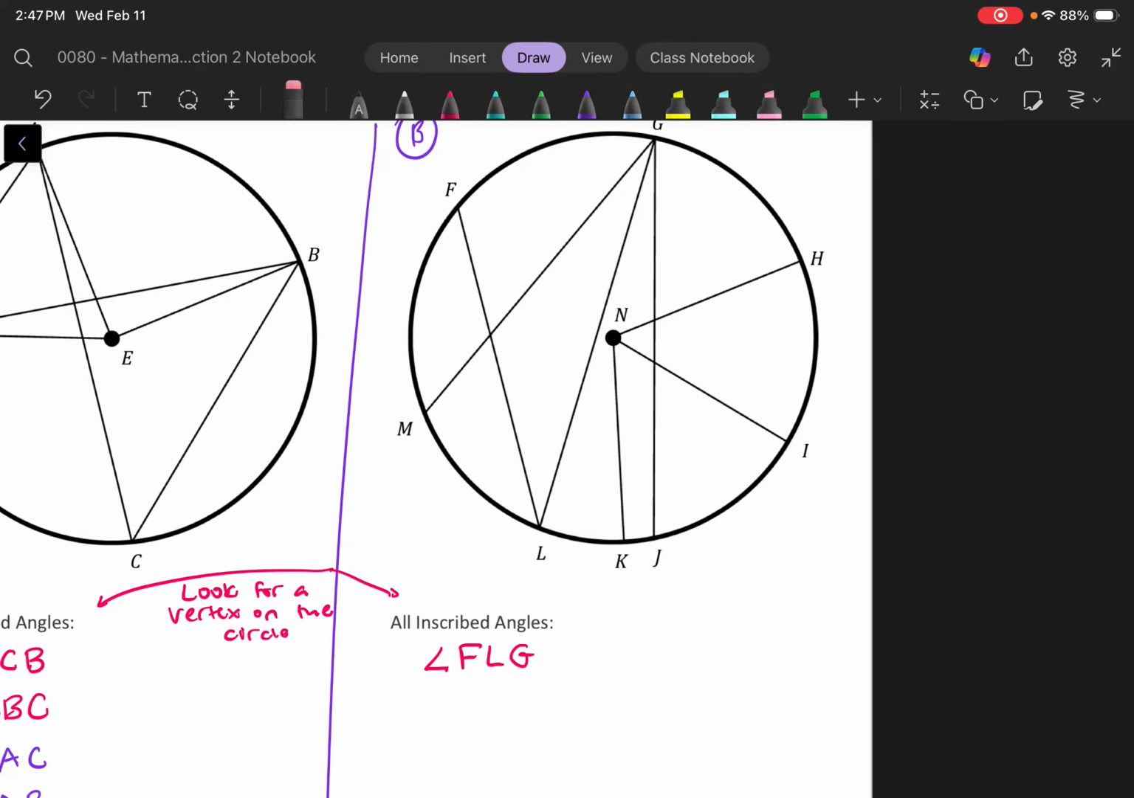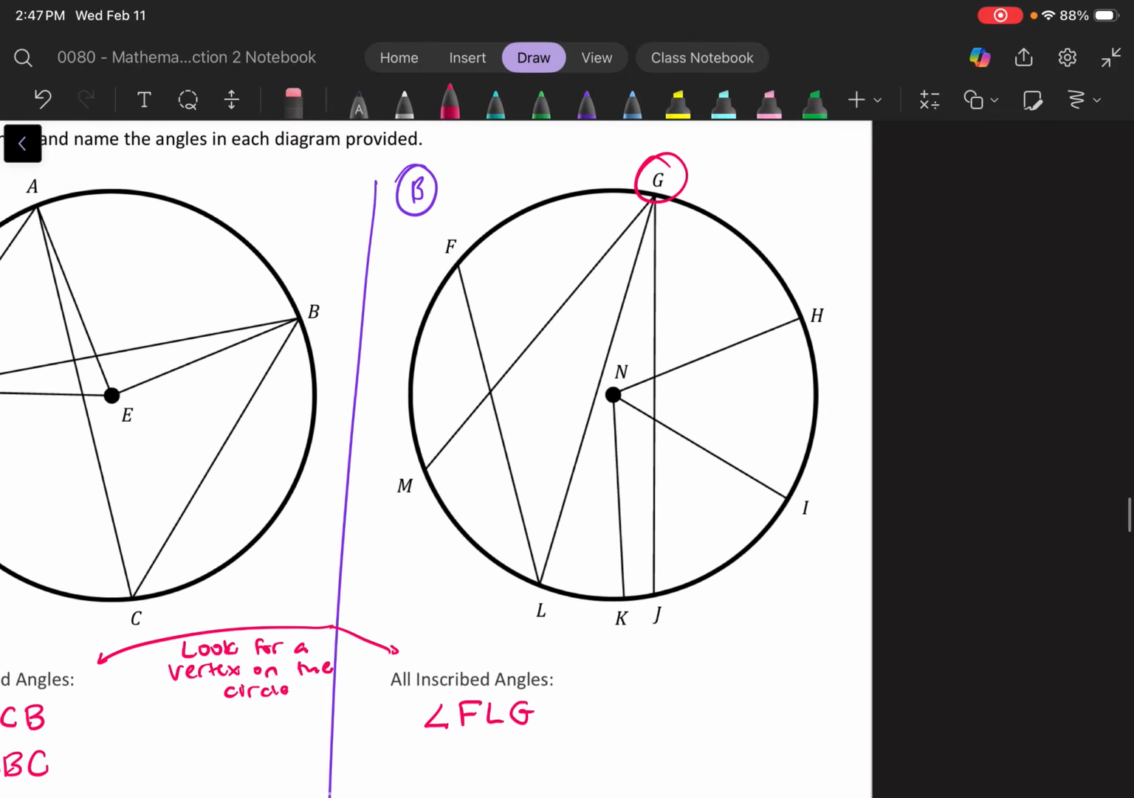Okay, now the other vertex that we saw was vertex G. And again, looking for chords that are coming out of it. Now I have this chord. I have this chord. And I have a third chord. Oh my goodness, what do I do? Solid question.